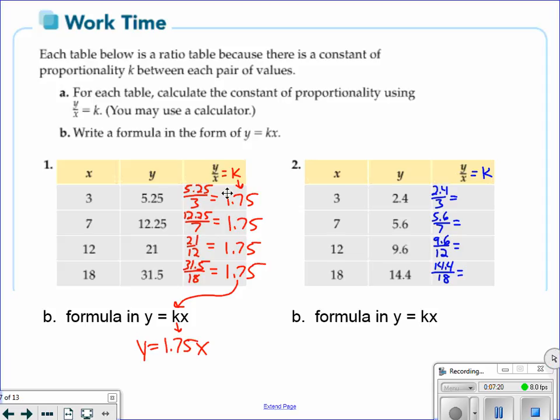All right, for the other one, if we take 2.4 divided by 3, we're going to get 0.8. And what you're going to find out is that for each one of these, when you divide them, you are going to get 0.8. So again, my K is 0.8. So I'm going to take that 0.8, put it in for K, and I'm going to get Y equals 0.8X.